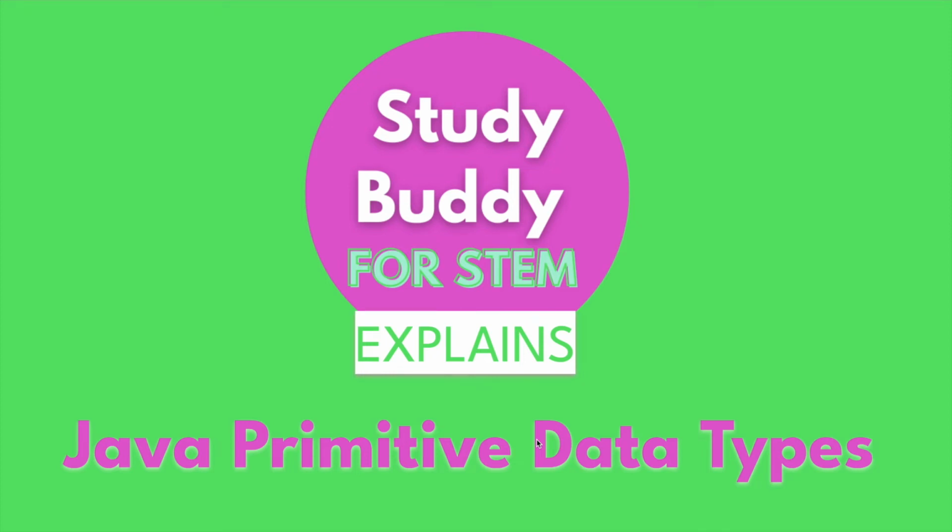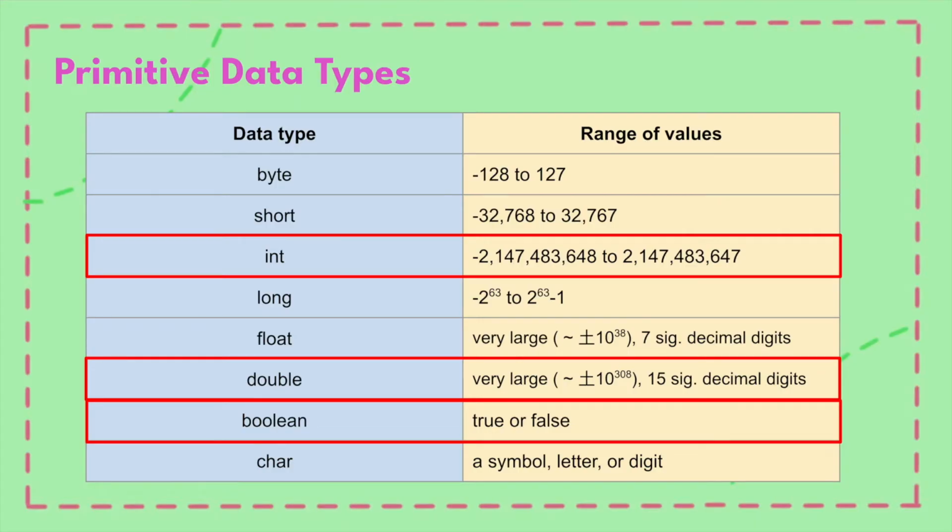This video is about the primitive data types in the Java programming language. Java has 8 primitive data types, and they are byte, short, int, long, float, double, boolean, and char. The ones required to know for AP Computer Science A are boxed here in red.